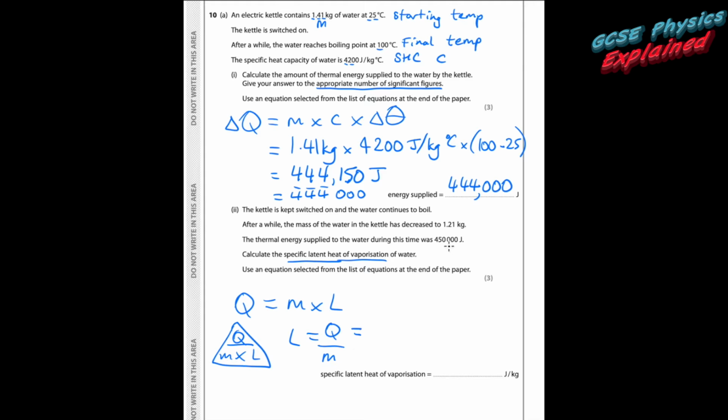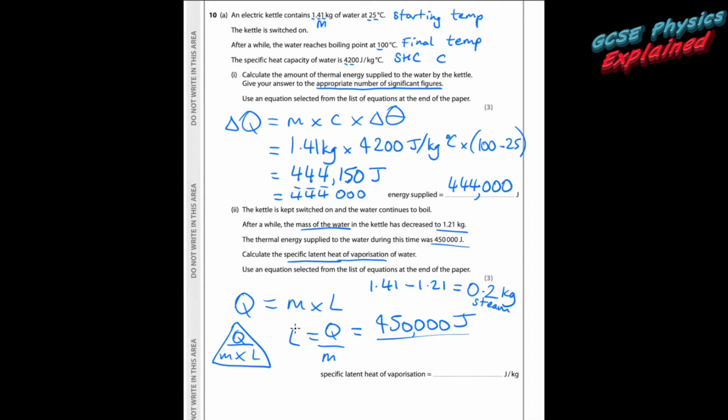Now, Q is pretty straightforward. It's just the thermal energy, which is 450,000 joules. Right, the mass. So it was 1.41 kilograms of water. And then the mass of water goes down to 1.21. So basically, 0.2 kilograms of water is turned into steam. So that's been boiled off, that's turned into steam.